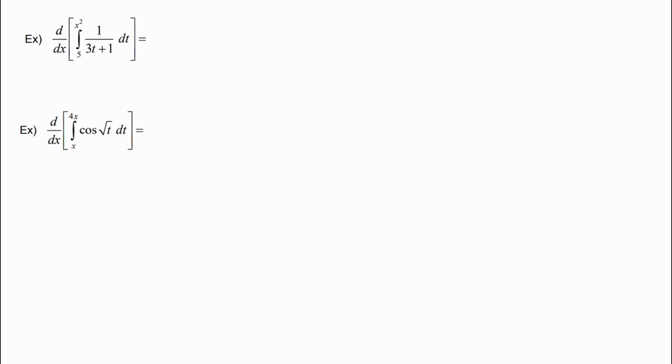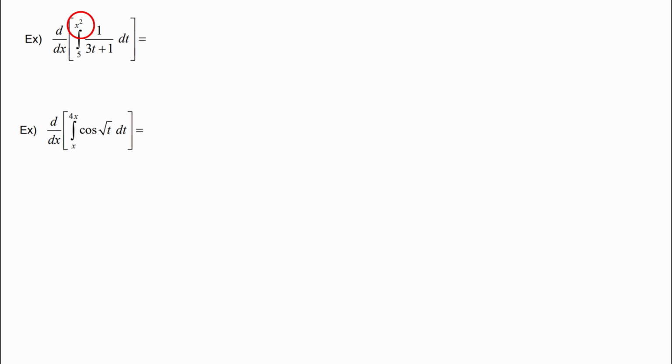Okay, so let's do an example. What is the derivative of the integral from 5 to x squared of 1 over 3t plus 1 dt? So your upper limit is not just x. It is x squared. It's a function. So that's your g of x.